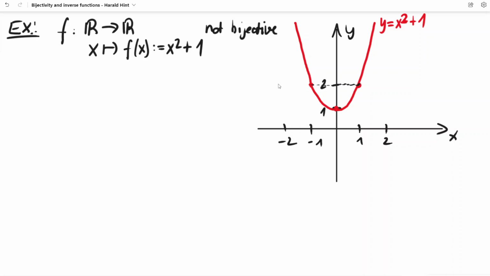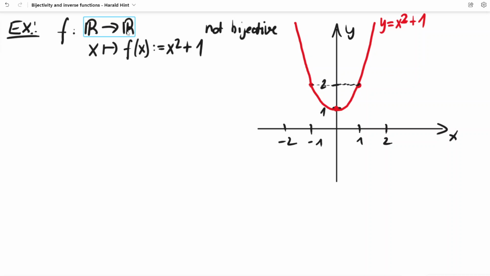And as you remember the definition of a bijective function, a function is said to be bijective if for every y value, for example y is 2, there exists a unique x. In this case we have two x values, not just a unique one. So it's not bijective. But we simply can make f bijective if we restrict the domain and the range of this function. And how to do this?